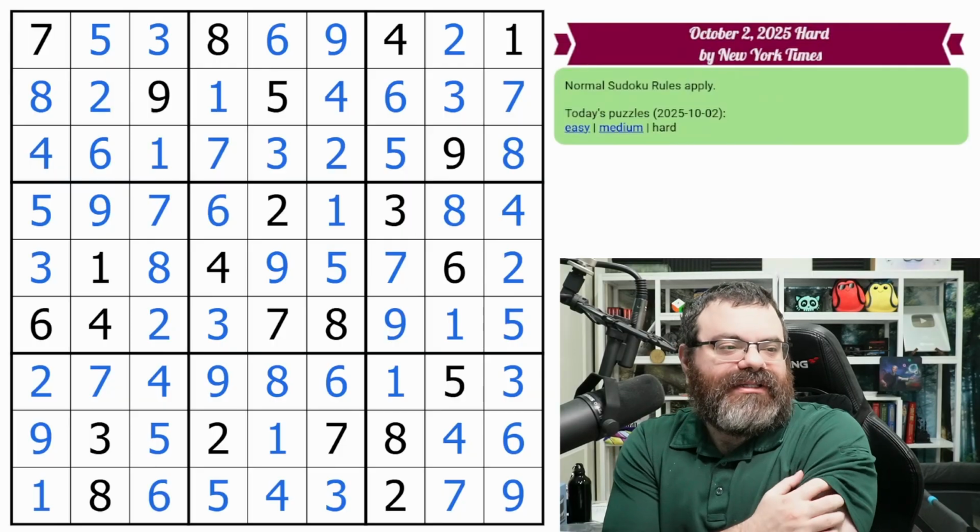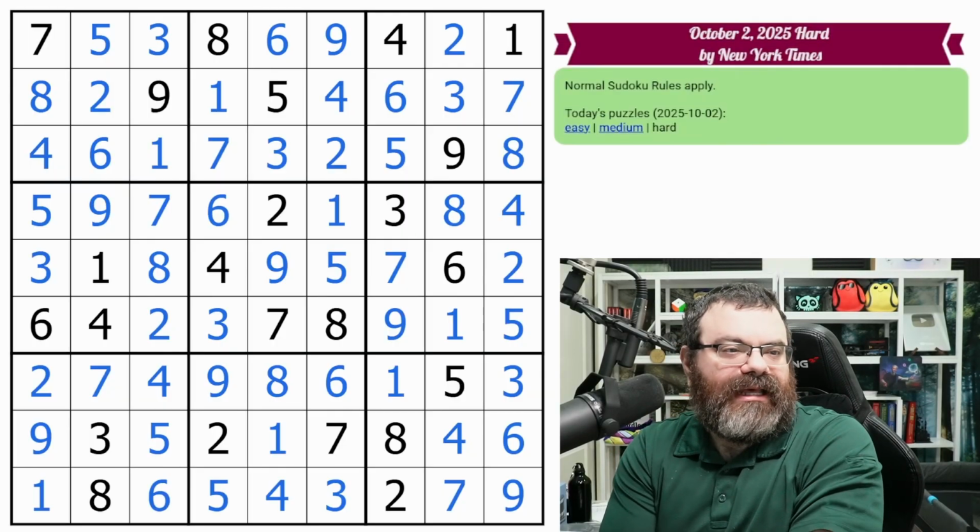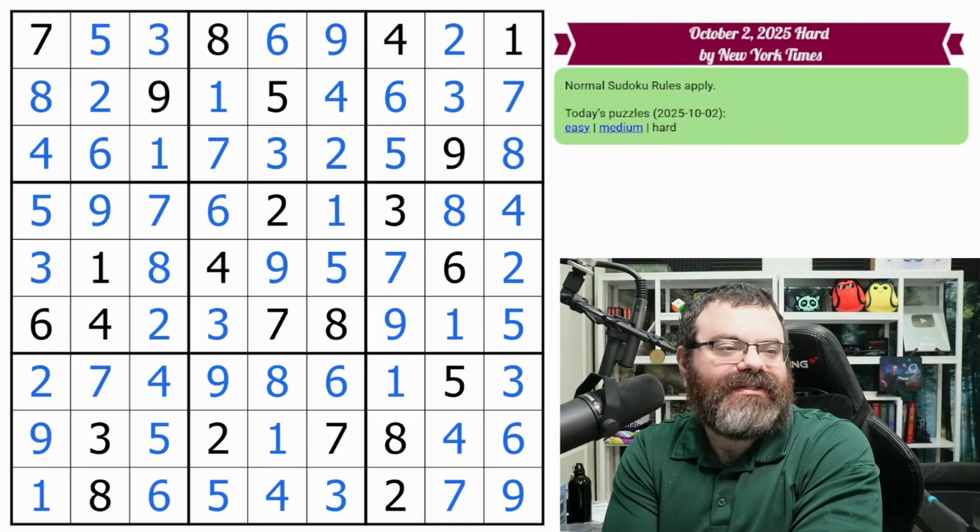Alrighty. Interesting puzzle today. Had to look carefully at geometry to spot certain things.